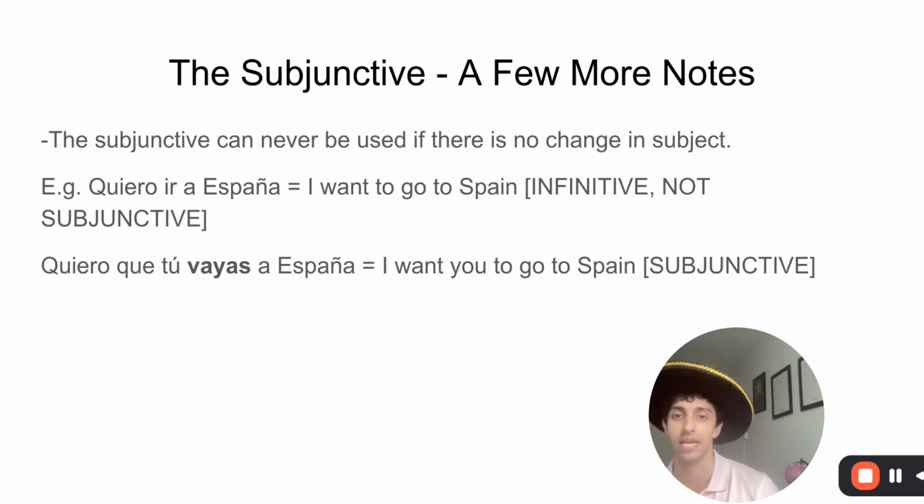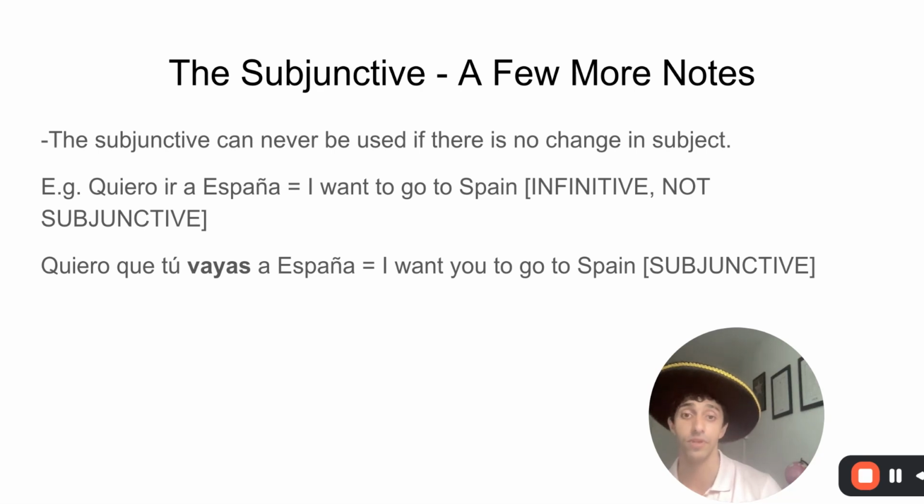In other words, you're saying that I want to go to Spain myself. I want myself to go to Spain. So there's no change in subject at all. And for that reason, you'd stick with the infinitive, ir, rather than any subjunctive form. You don't use the subjunctive at all when there's no change in subject.